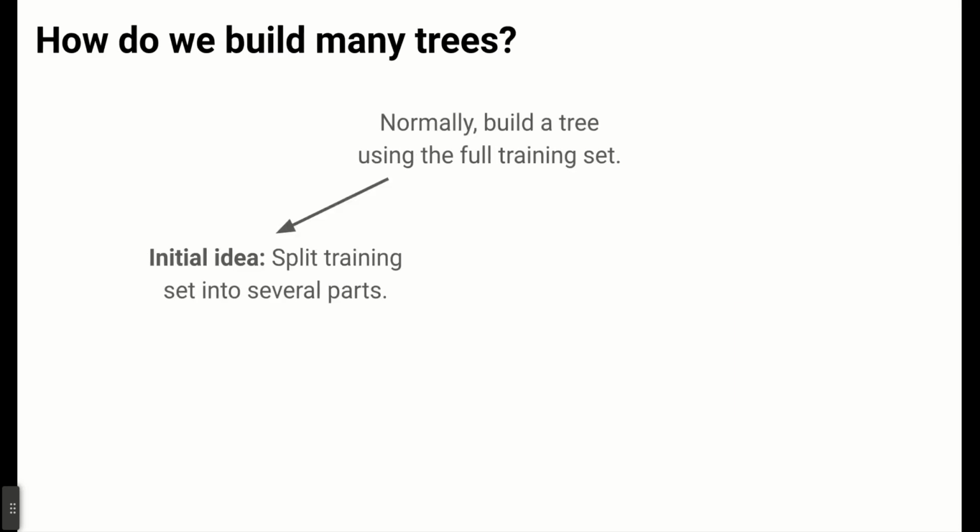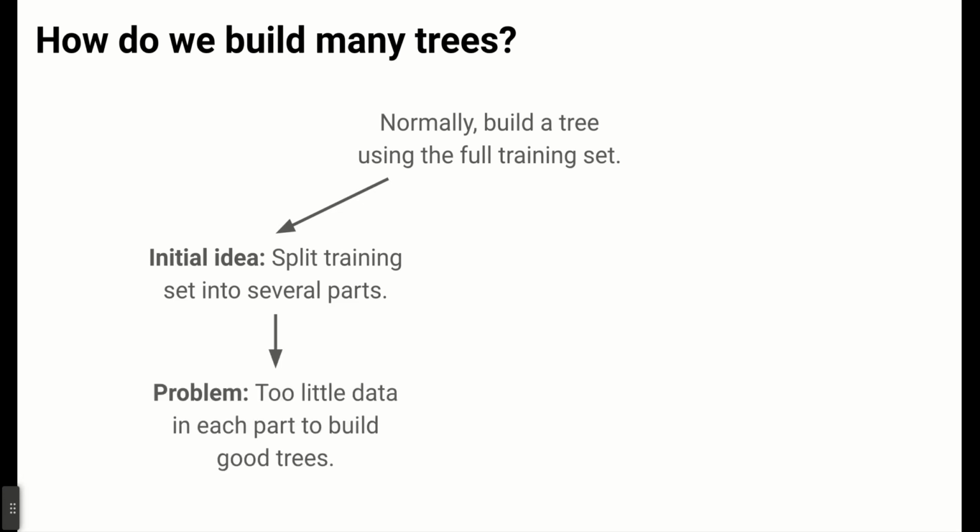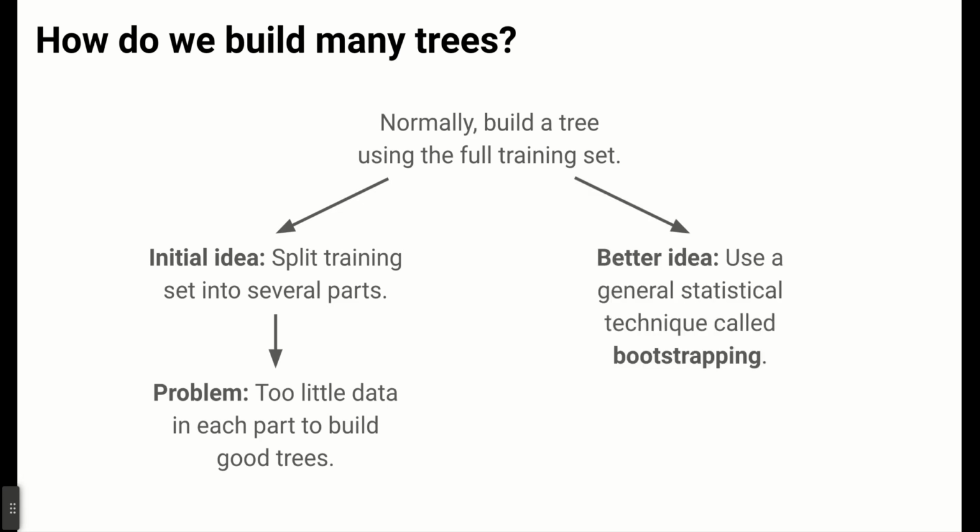The theoretical idea of building many trees is nice, but how do we actually do it? When we've built single decision trees, we've used the entire training set. So, an initial idea might be to divide our training set into several parts so that we can build a tree on the data in each part. Unfortunately, this severely limits the sample size in each part, which would severely diminish the quality of the trees built for each part. A better idea, to not cut down so severely on the sample size for each tree, is to use a general statistical technique called bootstrapping.